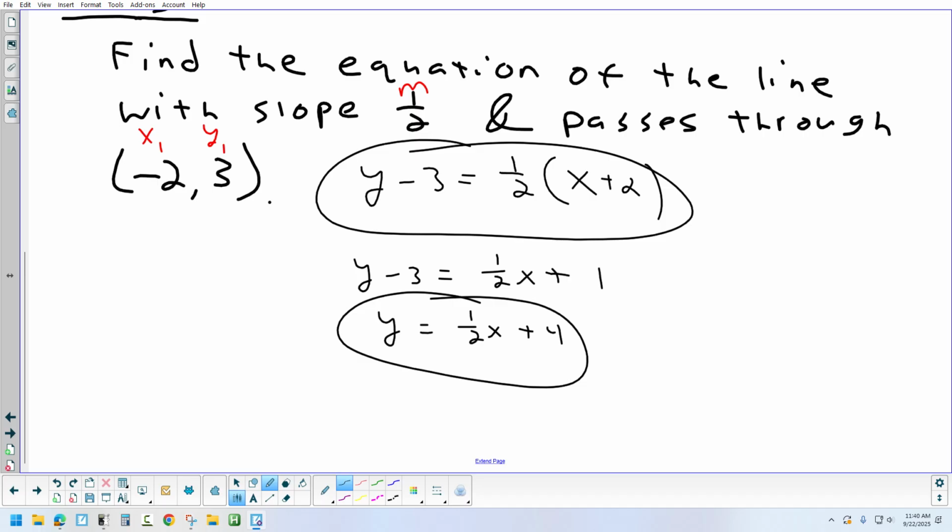Okay, so top one is point slope. Bottom one, slope intercept. Okay. Any question on that?